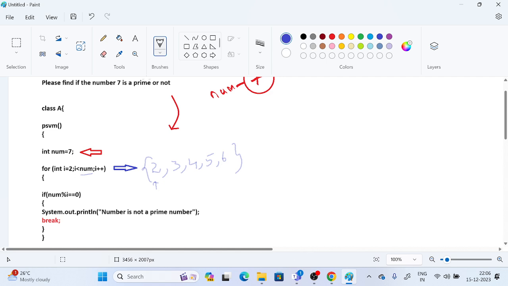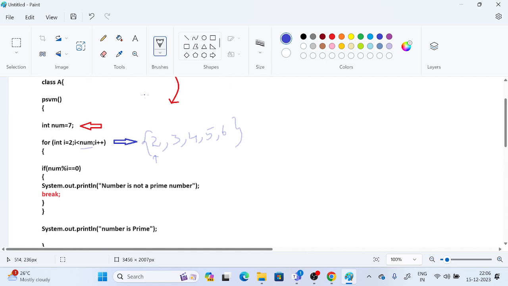The first iteration, we already know that this number 7 has two factors. One is the number 1 itself, and the second one is the number 7 itself. So that's why I'm not including this. If the number 7 gets any one factor within this boundary, then it is not going to be a prime number. If there is no factor that exists in this boundary, then it is going to be a prime number.